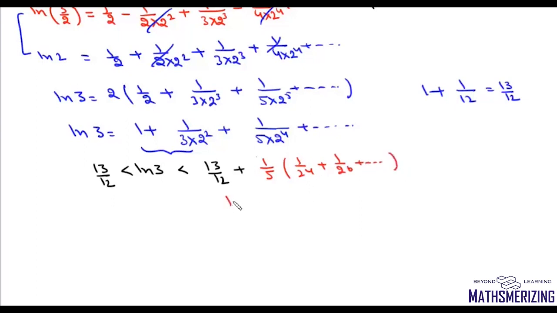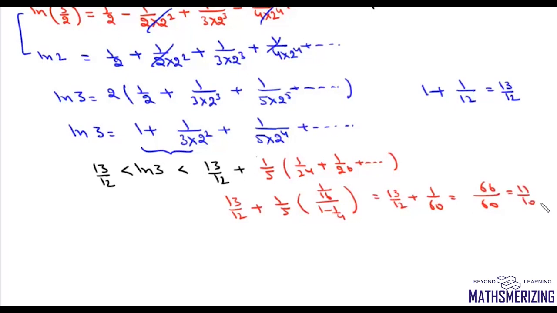If we simplify this right hand side, it will be 13 by 12 plus 1 by 5, and this is 1 by 16 and 1 by 4. So it will be 13 by 12 plus 1 by 60. Now this is 65 plus 1, 66, which is 11 by 10. So from here we can write the value of log 3 will lie between 13 by 12 and 11 by 10.